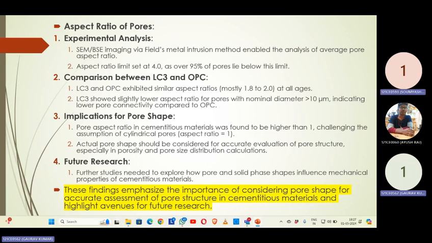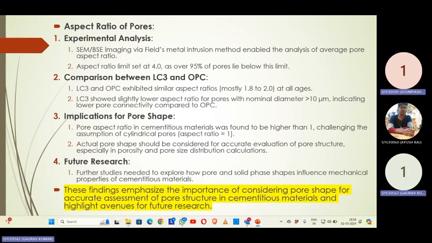LC3 shows slightly lower aspect ratio for pores with nominal diameter greater than 10 micrometers, indicating lower pore connectivity compared to OPC. Third is implications for pore shape. Pore aspect ratios in cementitious material were found to be more than 1, challenging the assumption of cylindrical pores, whose aspect ratio is 1. Actual pore shape should be considered for accurate evaluation of pore structure, especially in porosity and pore size distribution calculation. Fourth is future research.